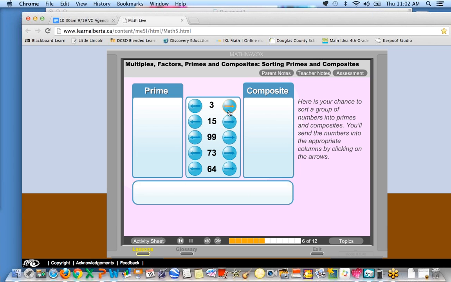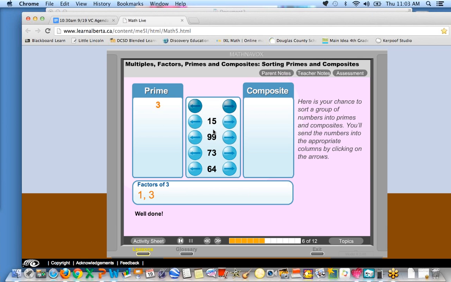Okay, so most people are saying C. But, guys, it only has 2 factors, 1 and itself. So it has to be prime. The only thing I can multiply to get an answer of 3 is 1 times 3. That's it. Nothing else.